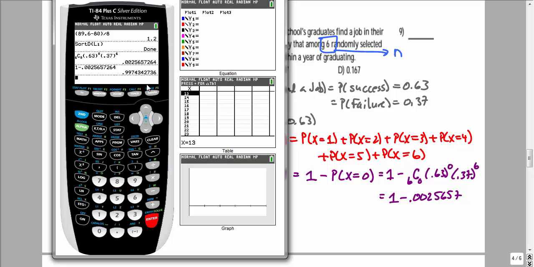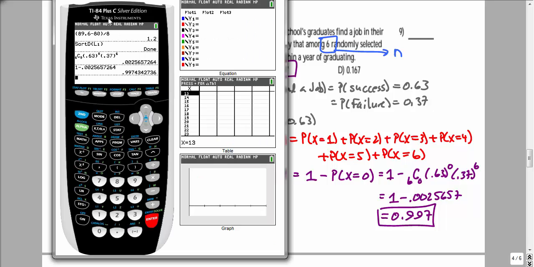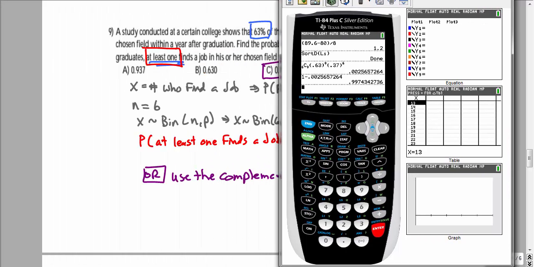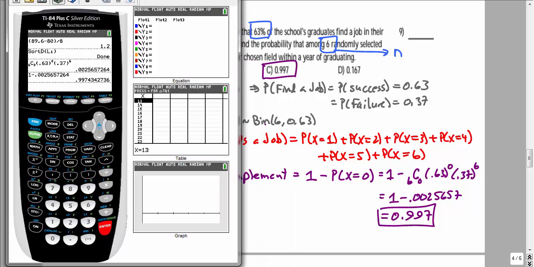And I get 0.997 as my probability, and that's right here. Now, if you don't like to use a formula, we can also use your calculator using the distribution function. So what we need to know are the values for n and p. Here they are, n and p.